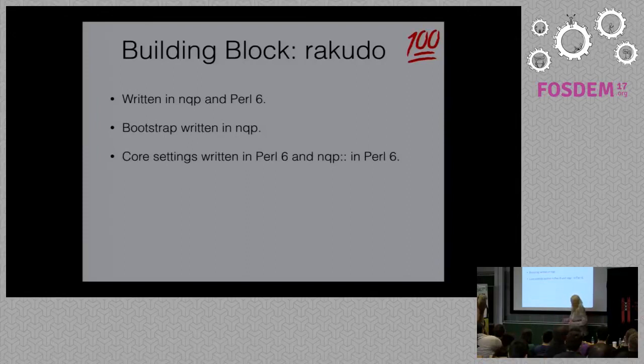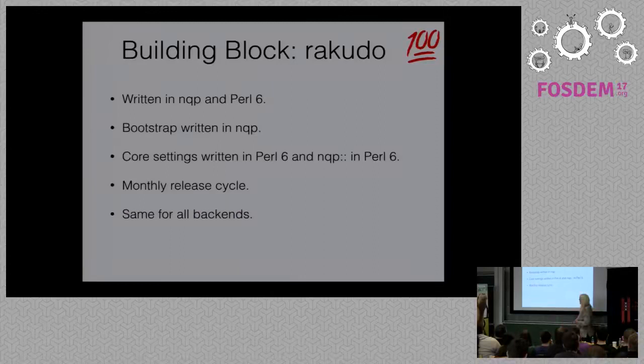And on top of that we have the core settings, which is basically giving you all of the even higher level stuff like sets and bags and all sorts of handy subroutines like map and grep and stuff like that. They're all implemented in Perl 6, and it's part of the settings. And this also has a monthly release cycle. And of course this is all the same for all backends.